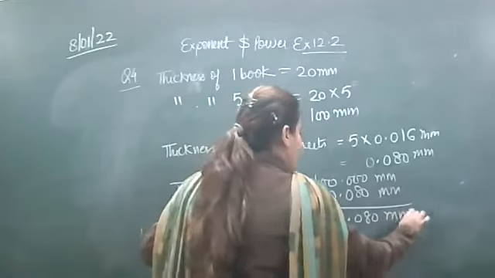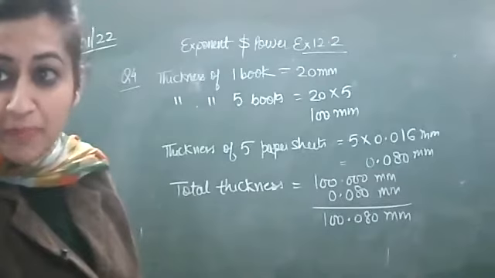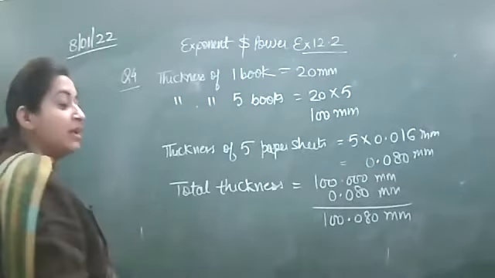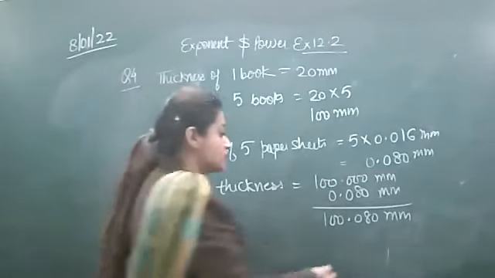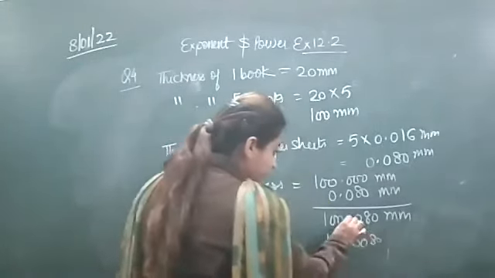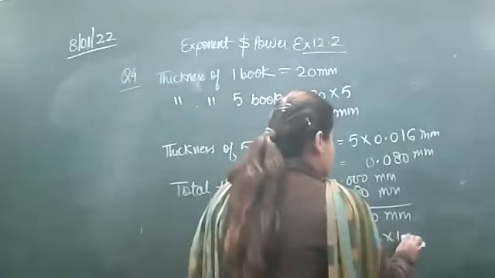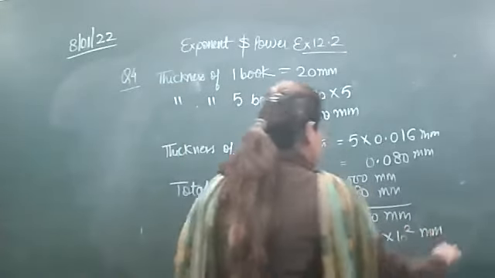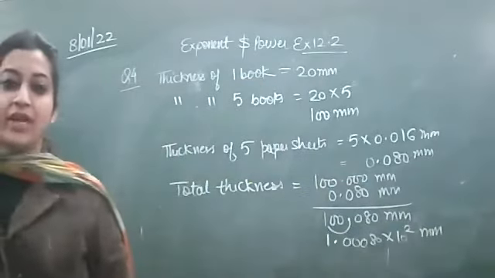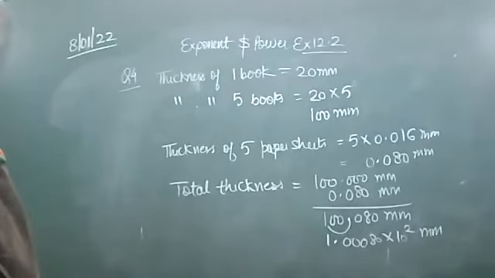100.080 mm. Now you will convert this into standard form, because whenever the decimal number is here, you have to convert it into standard form. 1.00080. Decimal we have shifted 2 places, so it will be 10 raised to power 2 millimeter. Is it okay? Is it clear? Note it down, and we are going to start with the next chapter after this question. Just note it down.